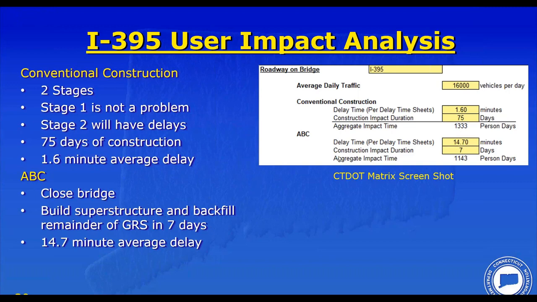For ABC, we're going to close the bridge and use a 14.7 minute detour. And we're assuming that could be done in, I'm sorry, the 75 days of construction was in stages, but with ABC, we feel we could build in 7 days to build the superstructure and get it back open again.